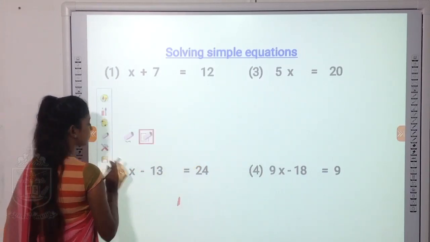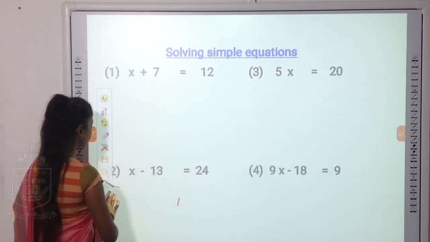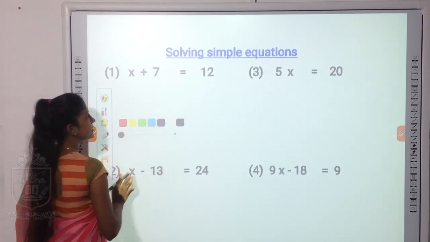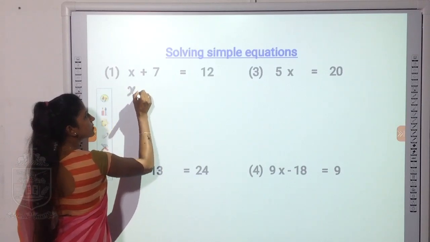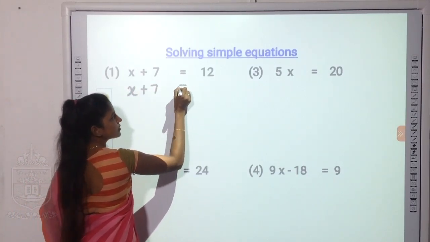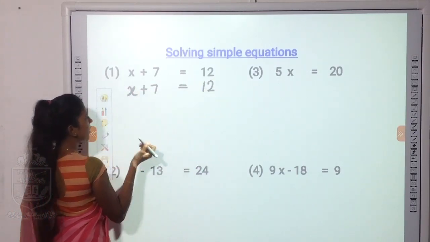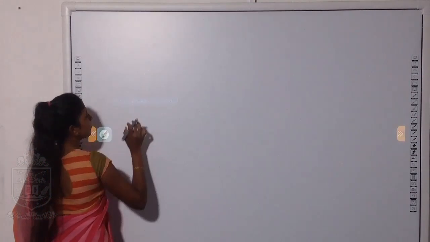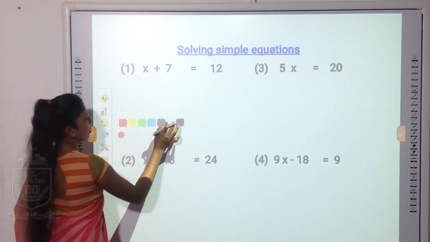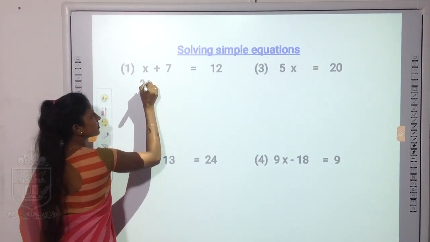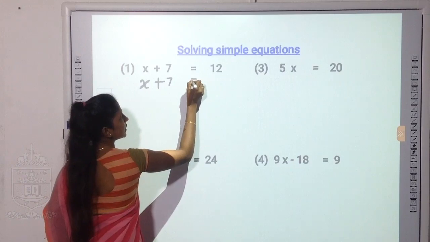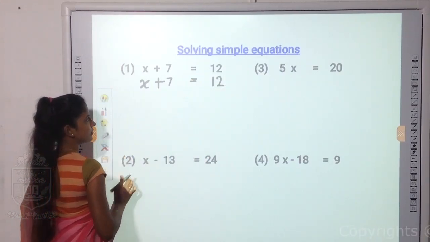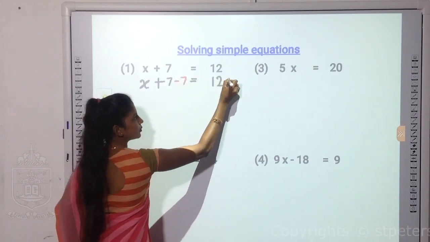Right, so in here, when solving the first one, I told that we have to cancel plus 7. So x plus 7 equals 12. In order to cancel plus 7, we have to subtract 7 from both sides. x plus 7 equals 12. In order to cancel 7, you have to subtract 7. So let's subtract 7 from both sides.